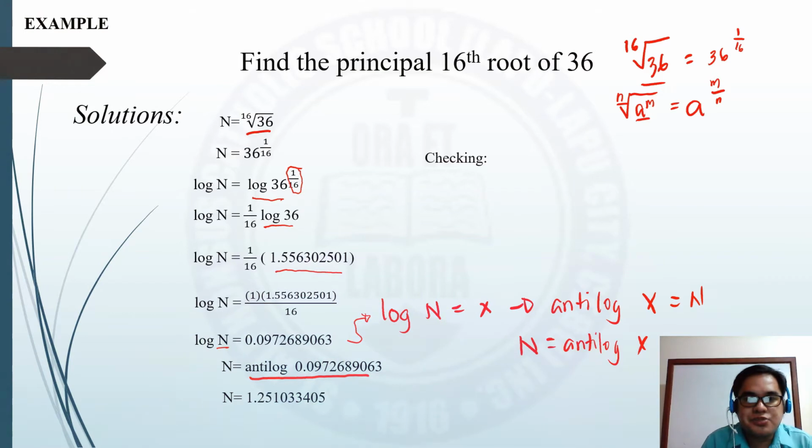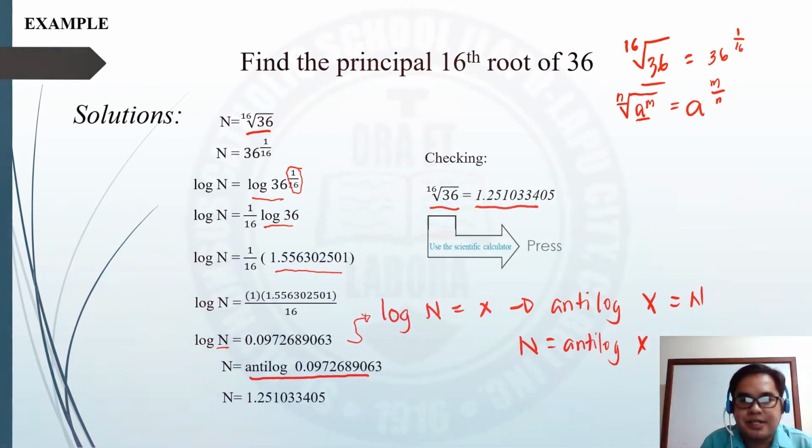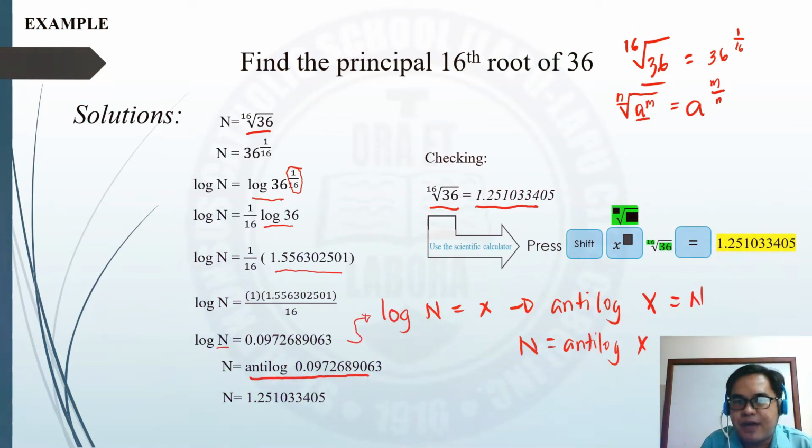and it will become n is equal to 1.251033405. So to check, we are going to write the given and equate it with the value of n, which is 1.251033405, and then use your calculator. Press shift this symbol, and then the symbol that may appear in your calculator will be this one. After that, you input 16 and 36, and then press equal sign, and the answer would become 1.251033405, which is the value of n as the principal 16th root of 36.